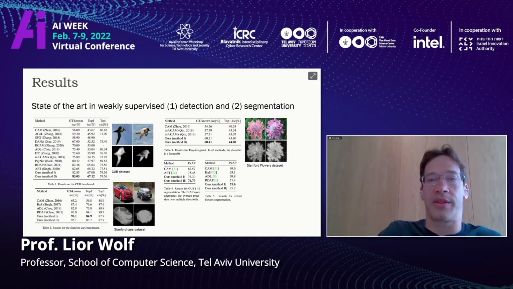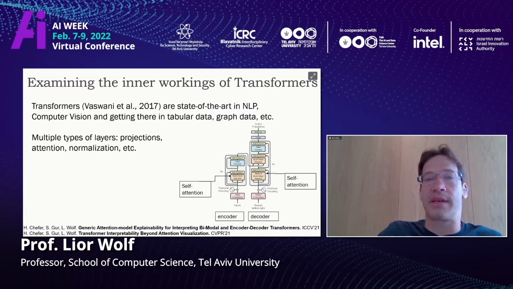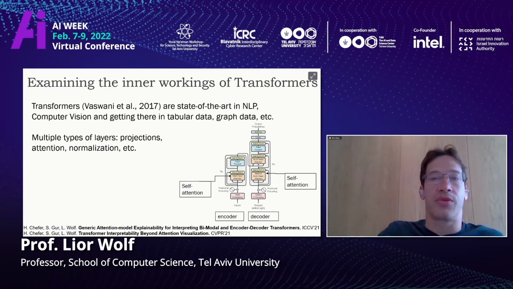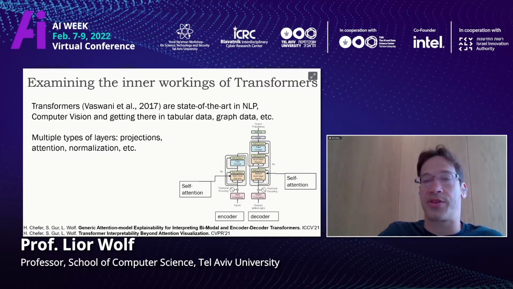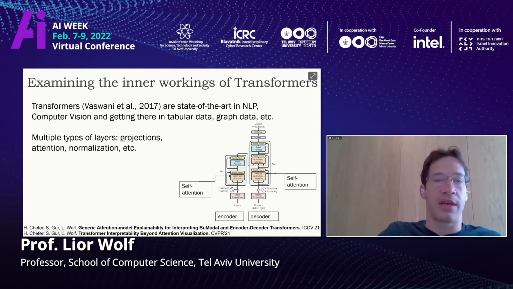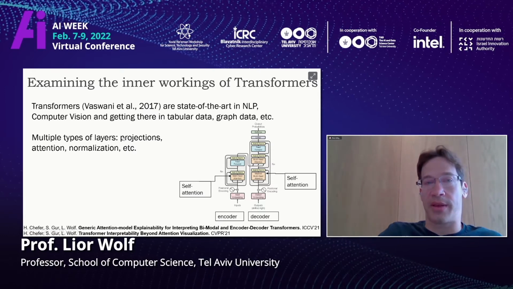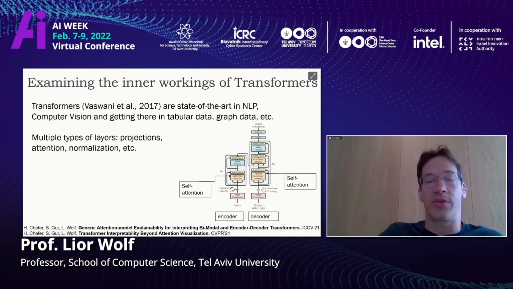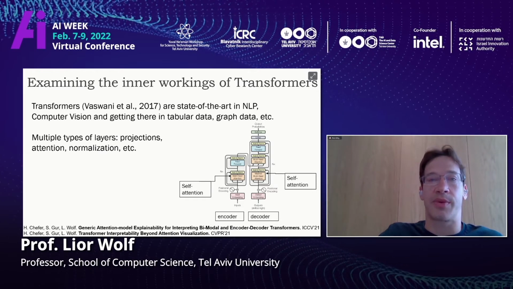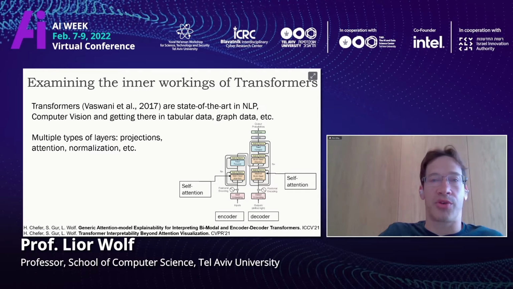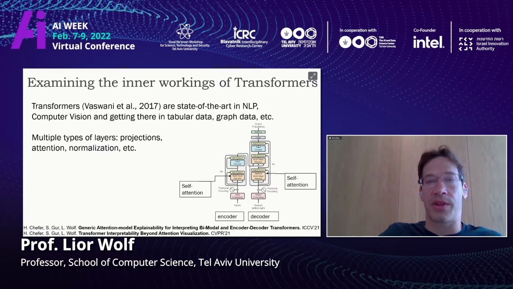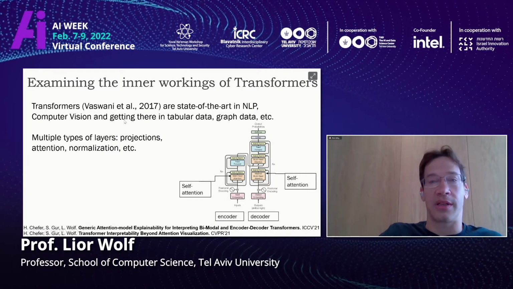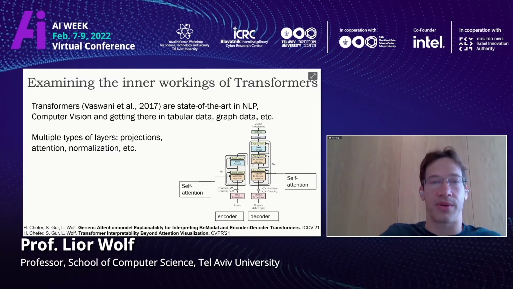Let's move to another method that actually looks inside the way that the classifier works, looks at the activations inside, and tries to understand from the activations what is going on. And I'm going to talk about these kinds of methods in the context of transformers. Transformers are basically the most powerful model that currently exists. It's behind the revolution in natural language processing since 2017. And in recent years, also in computer vision and in other domains such as graph data and so on.